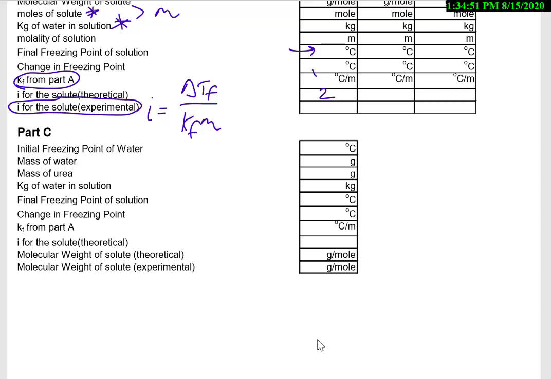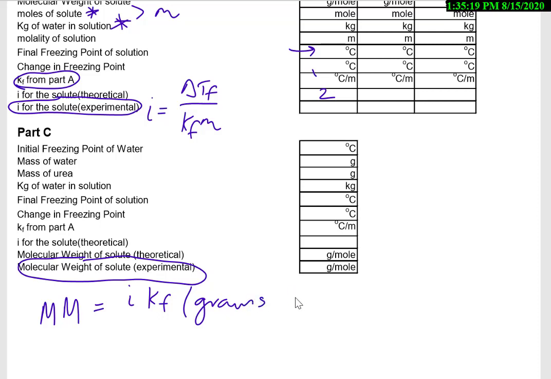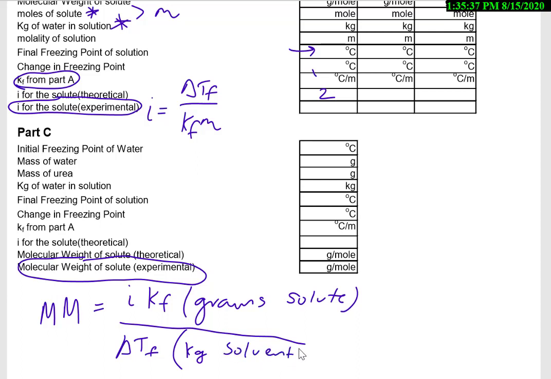And then lastly, for part C, you're finding molecular weight. Experimentally, we can use this equation, which is given in your lab book: molecular mass, or molecular weight, is going to be little i times Kf times your grams of solute, over delta Tf times your kilograms of solvent. So you'll be given data up here that you can end up working with to find each of these.